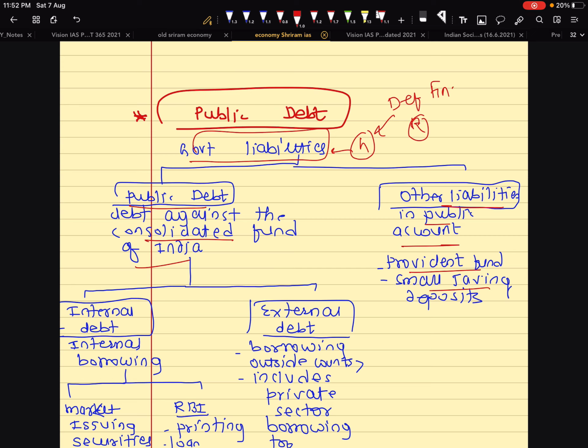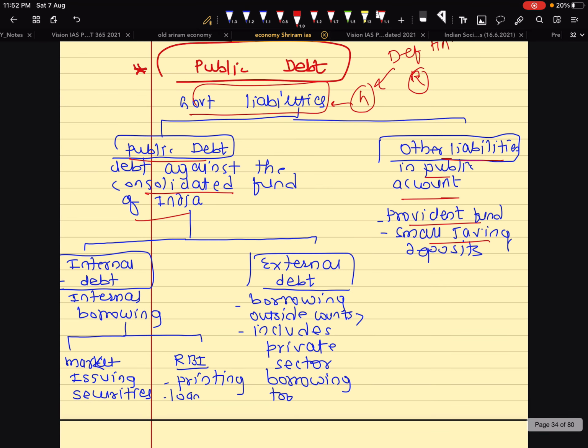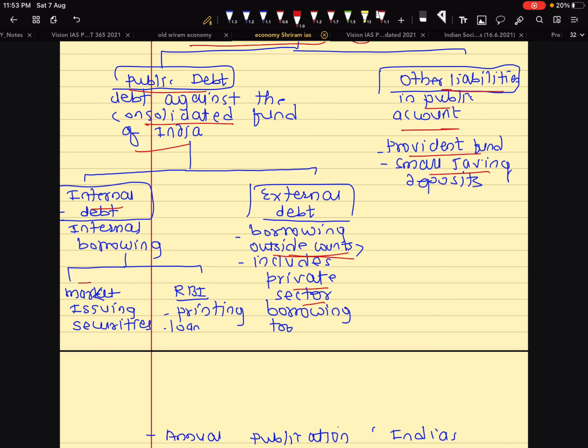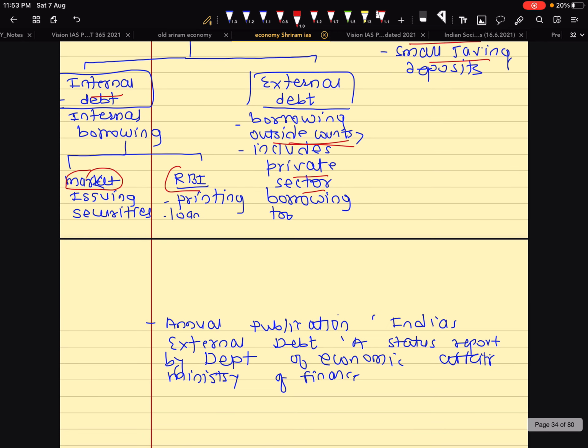Public debt is of two types: internal debt and external debt. Internal debt means borrowing within the country, while external debt means borrowing from outside the country, including private sector borrowing too. Internal borrowing is of two types: borrowing from the market by issuing securities, or borrowing from the RBI, like loans or printing fresh money.